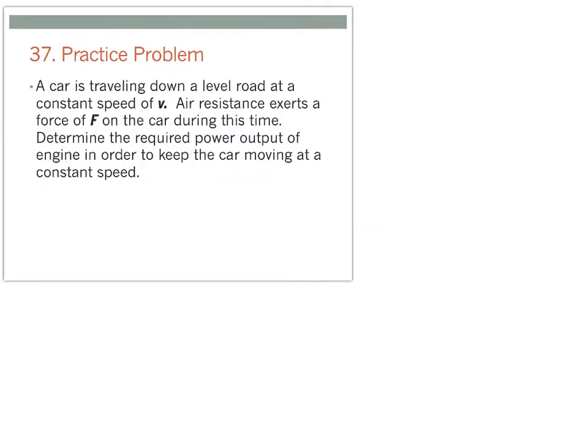For this next one here, we have a car traveling down a level road at a constant speed of v, and there is air resistance exerting a backwards force of F on this car as it's traveling here at this speed of v, and we want to know how much power the engine needs to output in order to keep the car moving at a constant speed. Well, in order to do that, we need a forward force of F to equal out the backwards force of air resistance, so our acceleration stays 0.